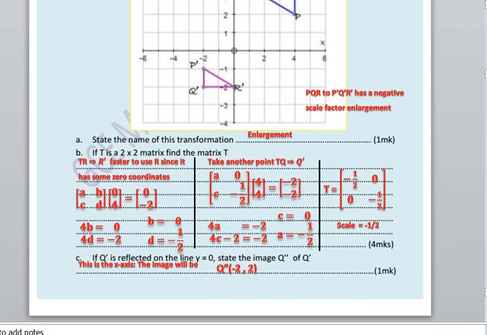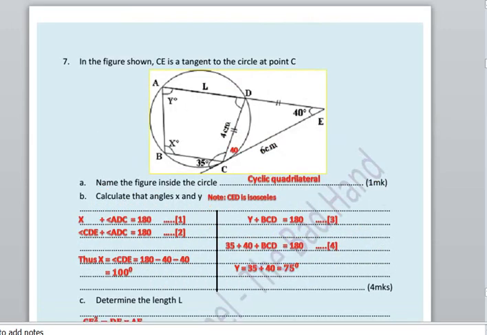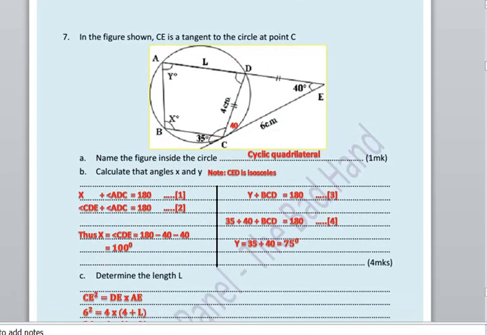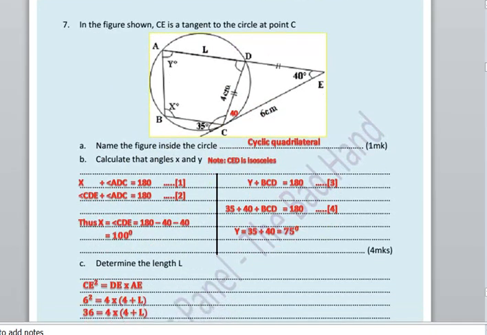That brings us to the next question. Question 7. We have this figure and A. Name the figure inside the circle. Well, this figure inside the circle is a cyclic quadrilateral. Calculate the angles x and y.